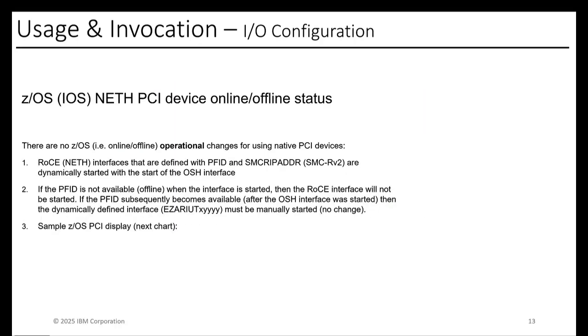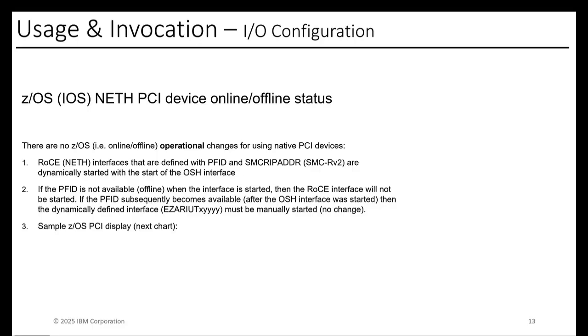As far as the PCI devices, again, it's very similar. There are no z/OS operational changes in terms of how you use PCI devices or RoCE. RoCE H interfaces that are defined with PFID and SMC-R IP addresses, that's SMC-R v2, are dynamically started with the start of the OSH. So if you start your OSH interface and you have those parameters on your interface, we'll dynamically create the RoCE interface as we always have.